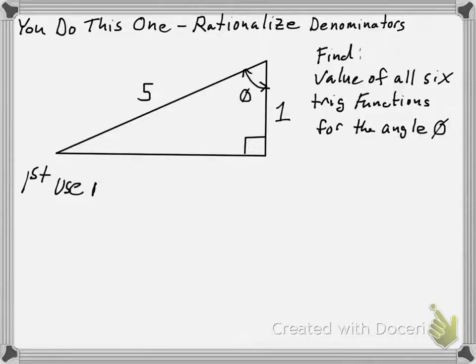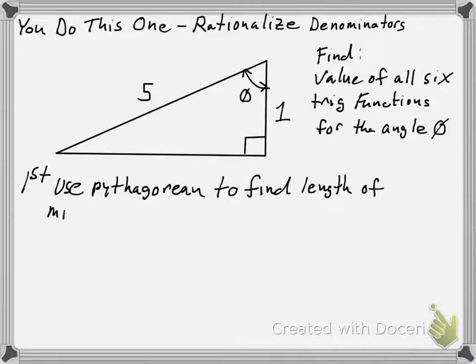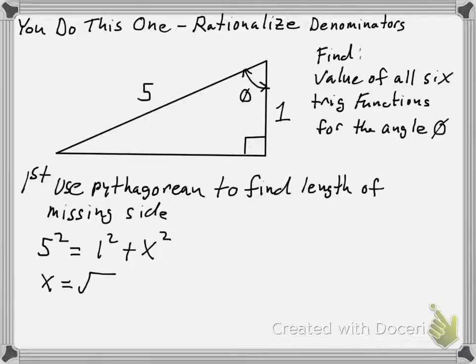It doesn't matter if it's a right triangle. If we're missing a side, it doesn't have to be the hypotenuse, it can be any of our sides, and we can use the Pythagorean theorem to calculate the missing side. In this case, for our angle, it's going to be the side opposite. I'm just going to call it x for right now, and I get square root of 24.